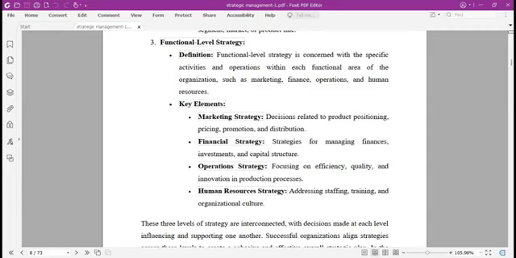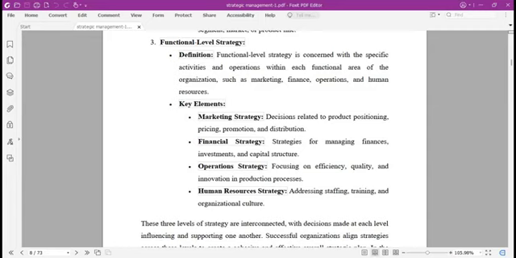Operation strategy is focused on efficiency. How well do we do things in an effective and an efficient manner? The quality of what we do and the innovation employed in production process. Do we use semi-automated? Do we use automated or the manual processes or the manual approach?